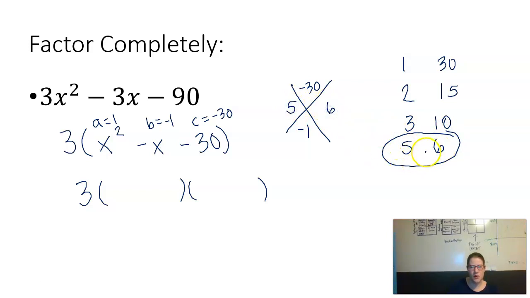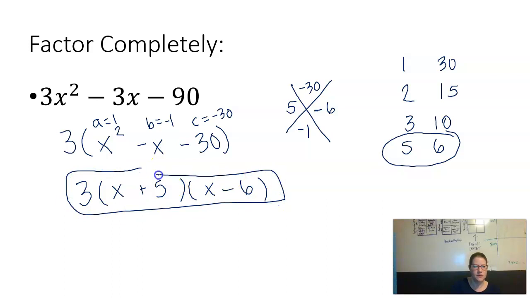I've got to just think about which one. Because my result is a negative 1, I want the bigger number to be negative. So 5 and negative 6. So this would simplify to x plus 5, x minus 6. I would want to divide each of my terms by a, but in this case a is just 1, so it's not going to change anything. So this would be the result.